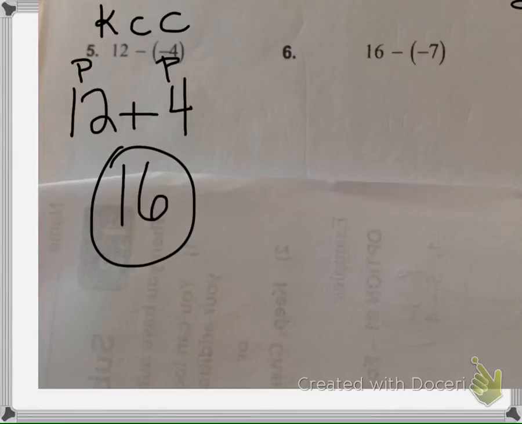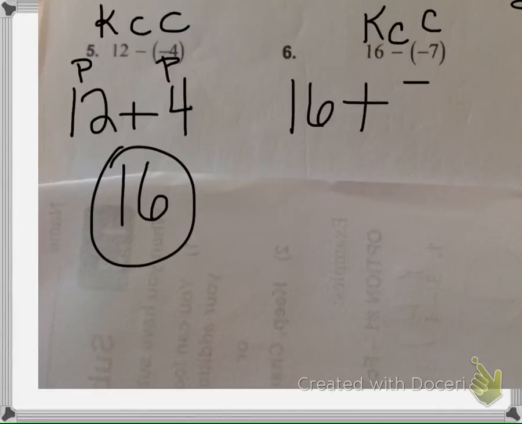Looking at number 6, we're going to keep our 16. We're going to change our subtraction to addition, change our negative 7 to a positive 7. So keep our 16, change our subtraction to addition, change our negative 7 to a positive 7. And then you're just going to add 16 plus 7 is 23. And would that be positive or negative? It would be positive because 16 is the larger number and 16 is positive.